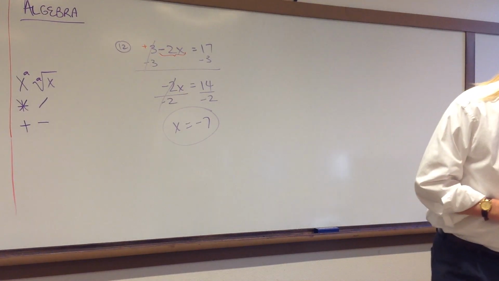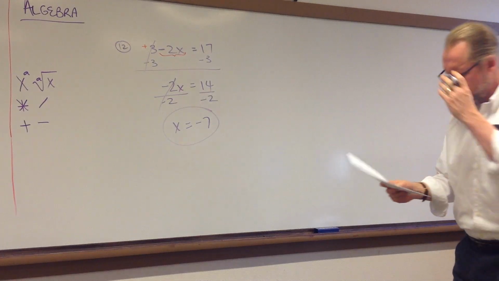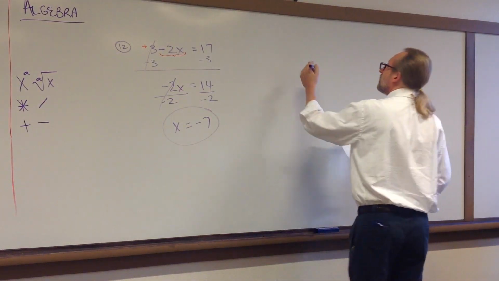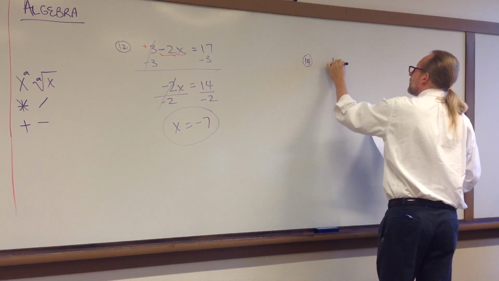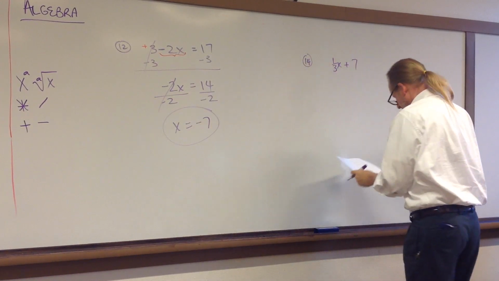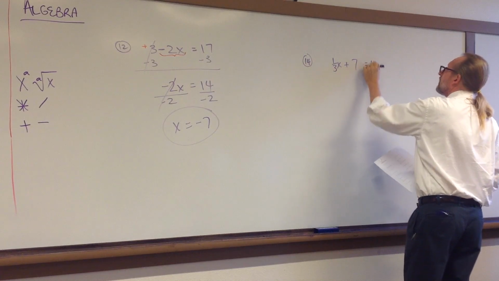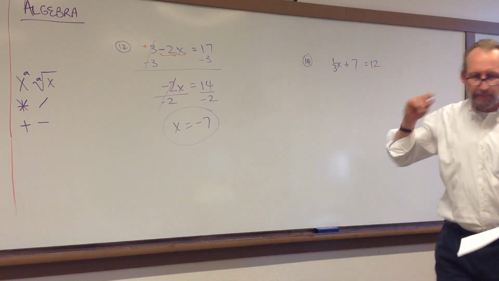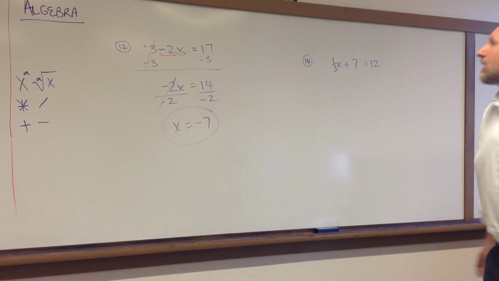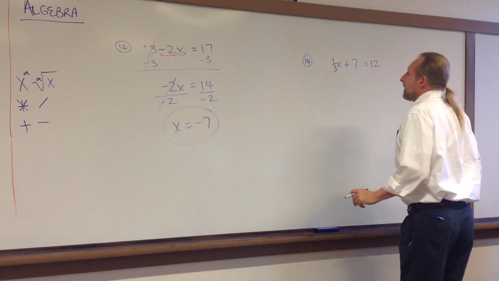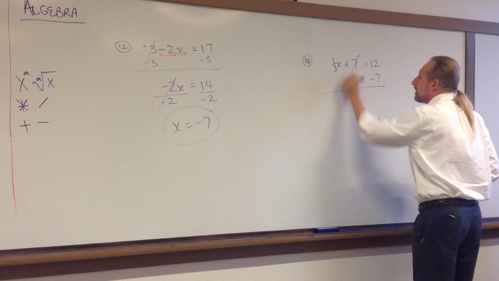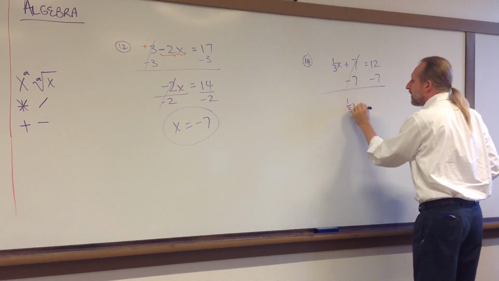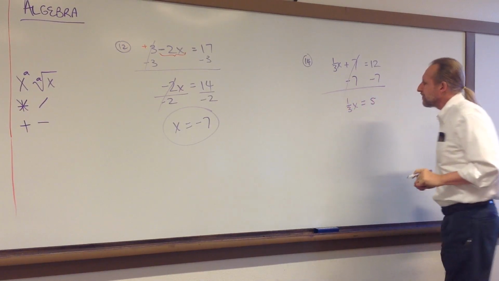Problem 14, now we get into some where we've got fractions. So problem 14, we start out with 1/3 x plus 7 equal to 12. Same approach. We're going to get this 1/3 x by itself first by subtracting 7 on both sides. That'll leave us with 1/3 x equals 5.